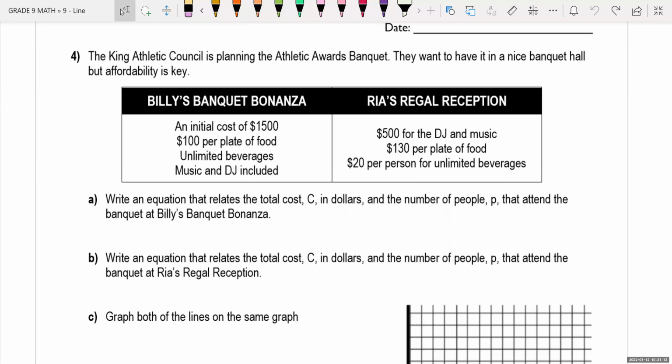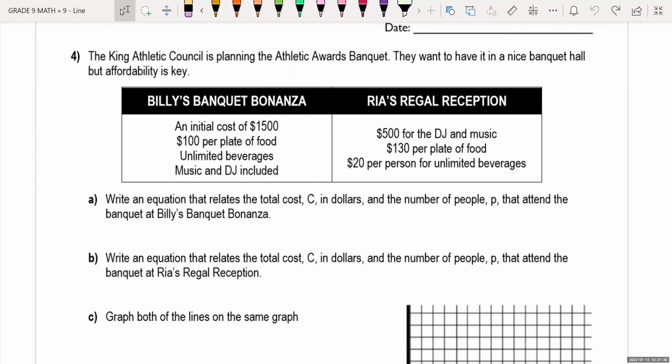All right, I wanted to do question 4 in more detail. It's very similar to the ones we did before. It's just more practice. It says the King Athletic Council is planning the athletic awards banquet. They want to have it in a nice banquet hall, but affordability is key. So they have 2 options.